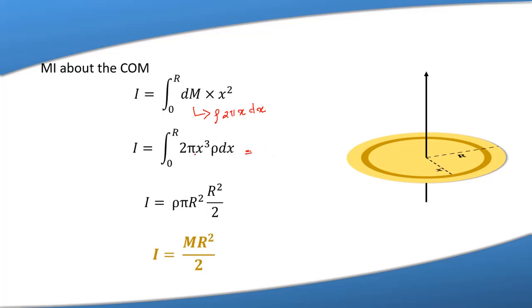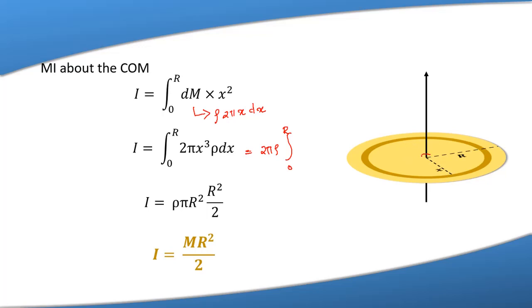We can calculate this as these are all small constants, that is 2 pi and rho, will come out of the integral, and I can integrate from 0 to r. What is 0? This point, 0 to r. We have a circle at a distance x. We need to find the total moment of inertia. So it will be when x is 0 to x is equal to r. This whole area will be covered.